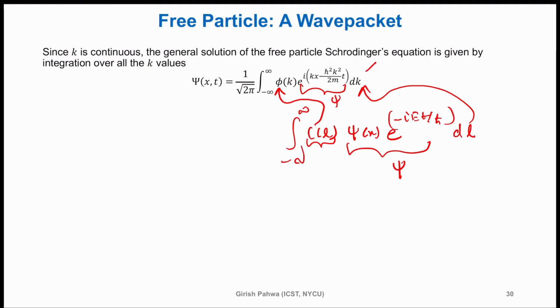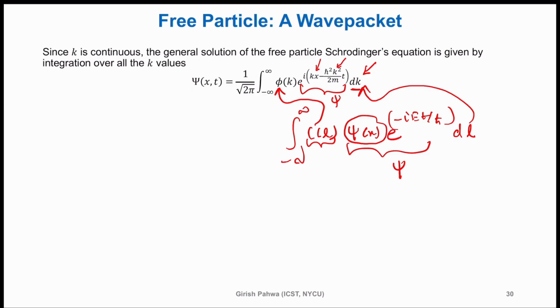Why have I written k here? Because look at this thing. So psi is a function of x, but it is also a function of this k. So I'm going to integrate over this k. So k becomes kind of my index, right? What do you integrate over?